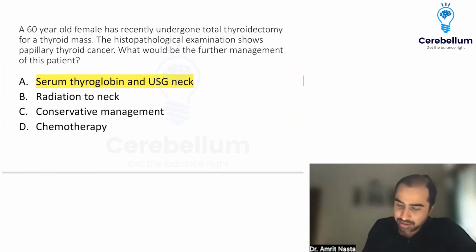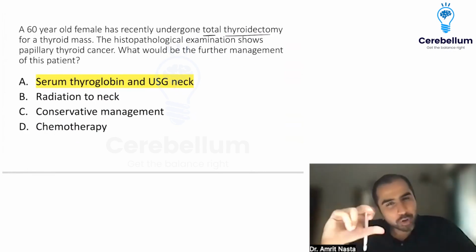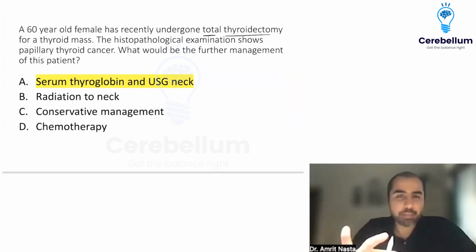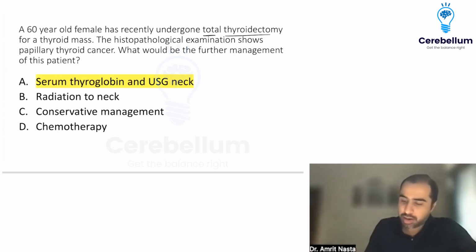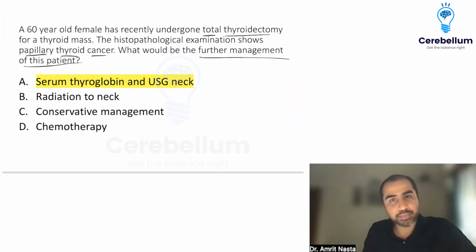Okay. Female has undergone total thyroidectomy. This is the PYT. I have changed the options. PYT is previous year topic. Histopath shows papillary thyroid cancer. What would be the further management of this patient?